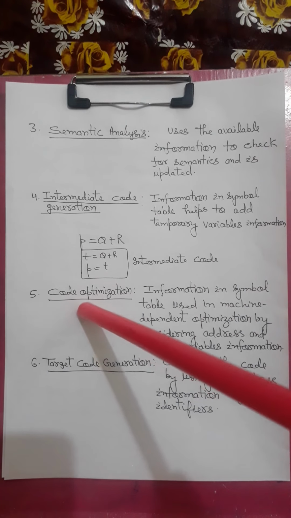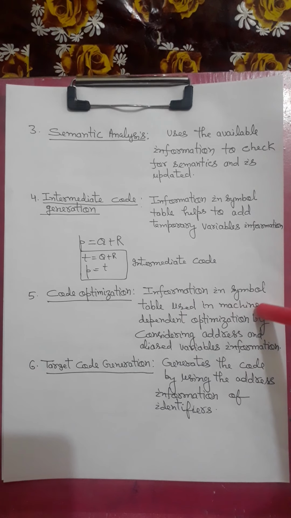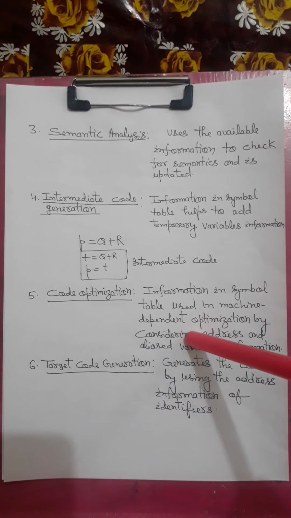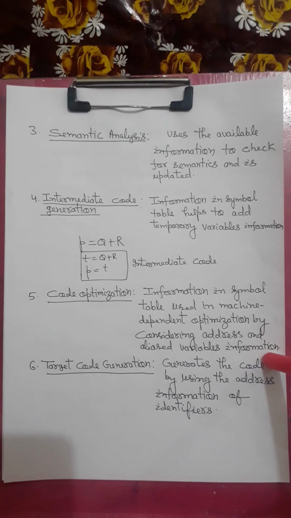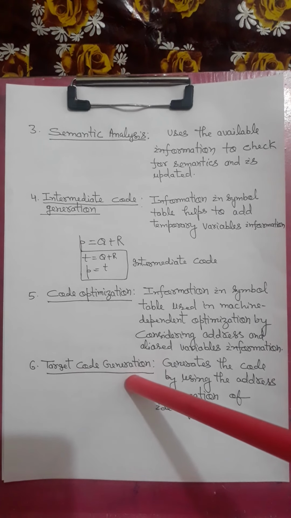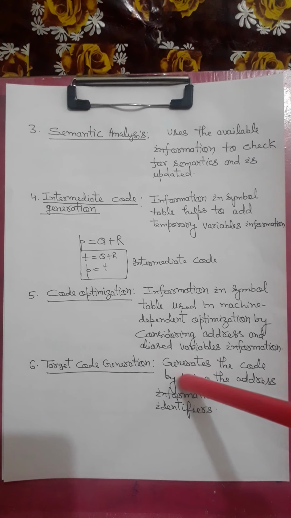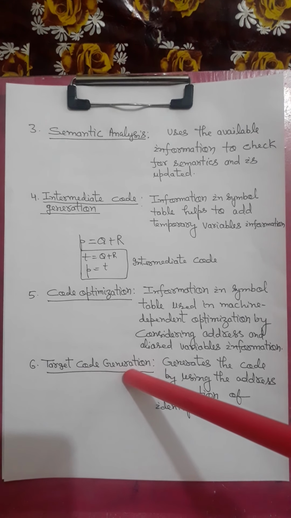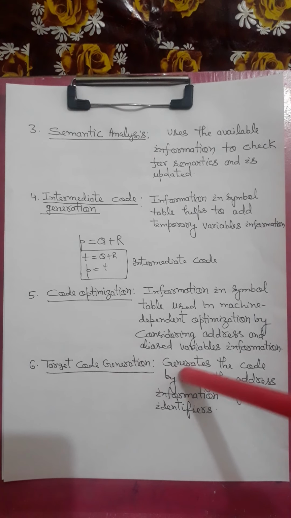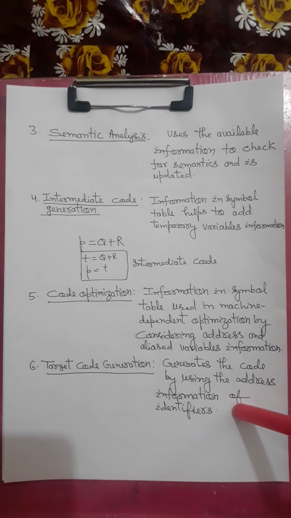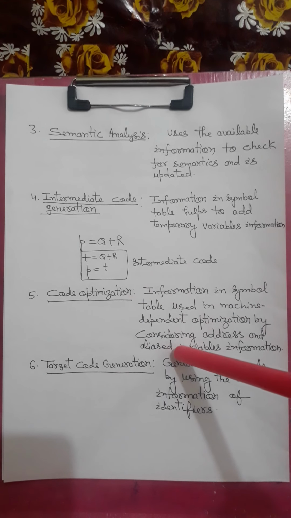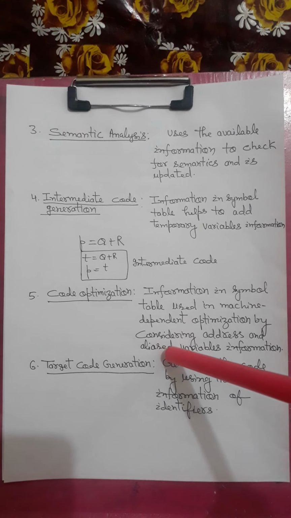The next one is called code optimization. Information in the symbol table is used in machine dependent optimization by considering address and aliased variable information. And the next phase is called target code generation. This is the final phase of the compiler. In this case, it generates the code by using the address information of identifiers. So these are the various phases of the compiler which use the symbol table, or which are useful to create the symbol table.